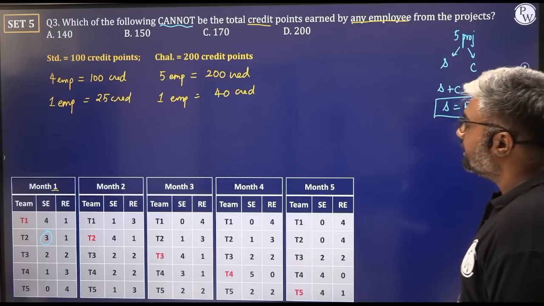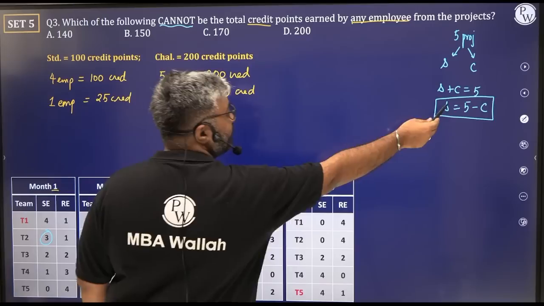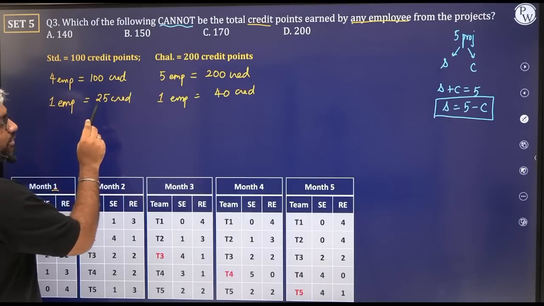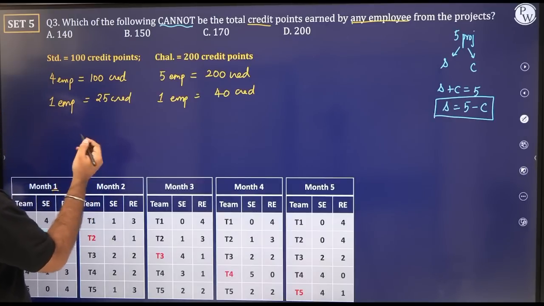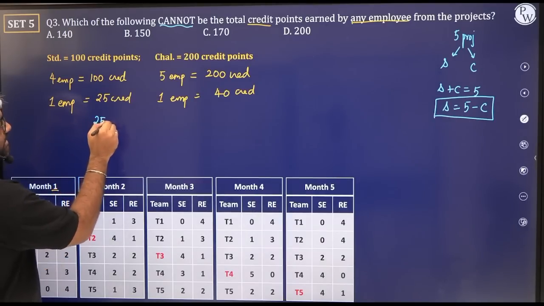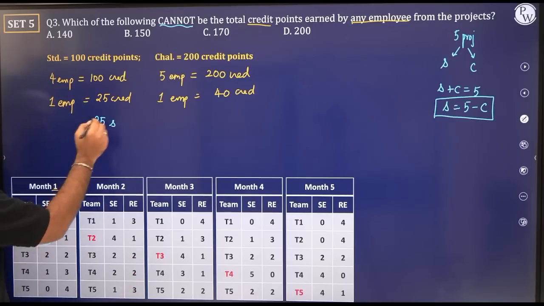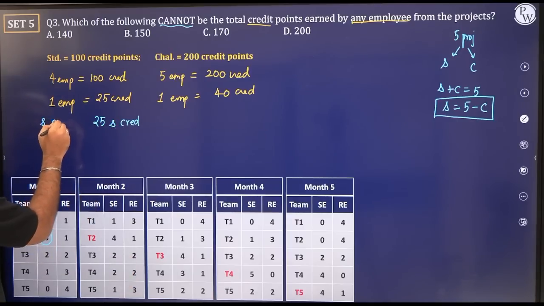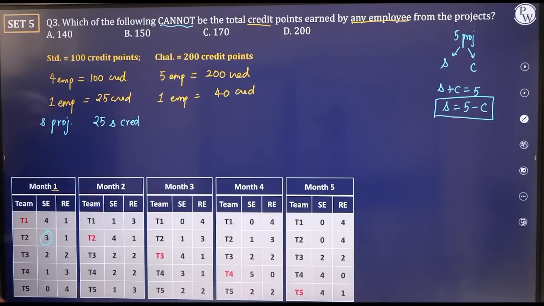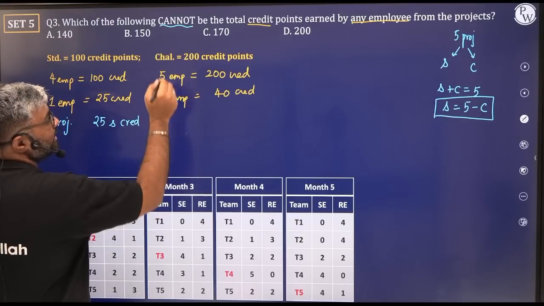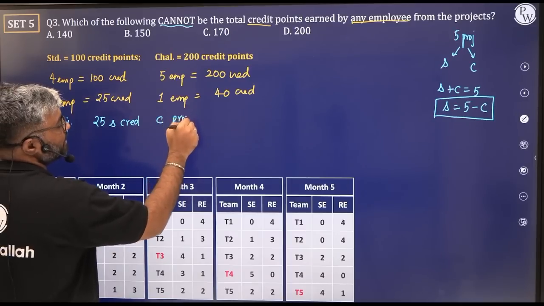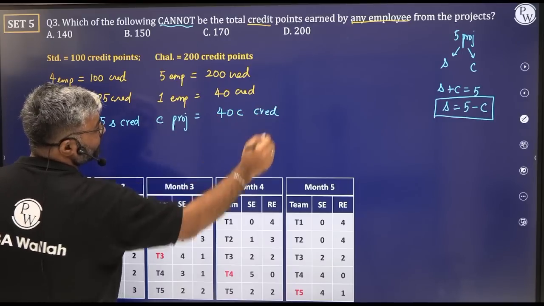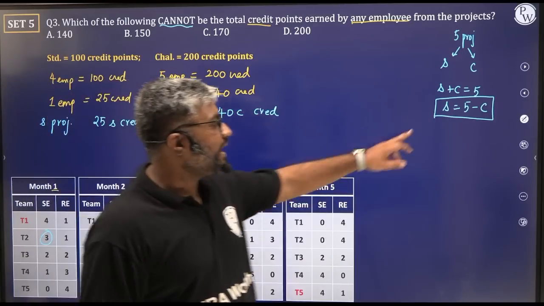Let's keep this. What will happen? This is the number of projects. Let's go for the points. For each standard project, he will get 25 points. So for S standard projects, he will get 25S credit points, correct? Same way for C challenging projects, this person is going to get 40 into C credits, correct? We know that S is 5 minus C.